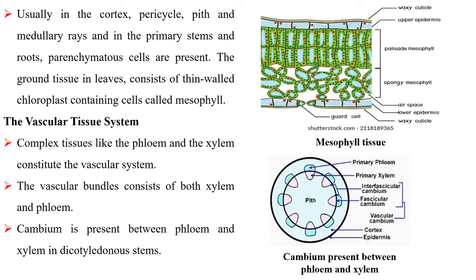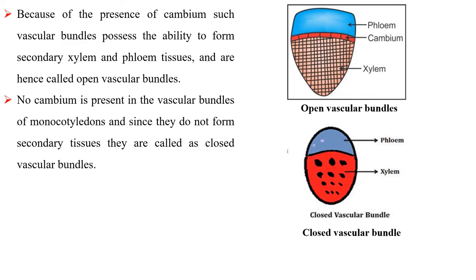The vascular tissue system. Complex tissues like the phloem and the xylem constitute the vascular system. The vascular bundles consist of both xylem and phloem. Cambium is present between phloem and xylem in dicotyledonous stems. Because of the presence of cambium, such vascular bundles can form secondary xylem and phloem tissues and are hence called open vascular bundles. No cambium is present in the vascular bundles of monocotyledons, and since they do not form secondary tissues, they are called closed vascular bundles.